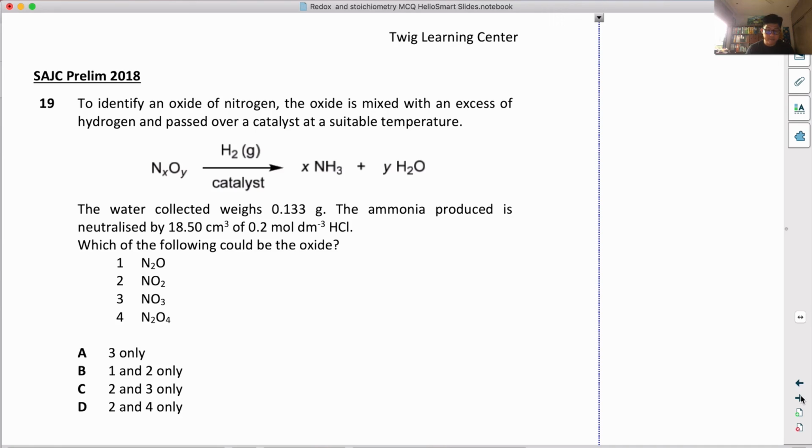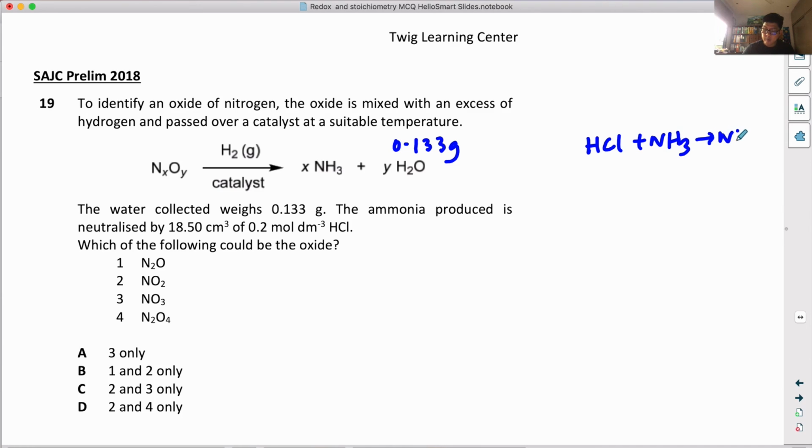Okay, this one, the NxOy reacts with hydrogen to give you ammonia and water. The water collected is 0.133 grams. You know that ammonia and HCl will react in a ratio of 1 to 1, isn't it? So I'm going to write down very quickly what you get. They react in a ratio of 1 to 1, so if you know the number of moles of HCl, you know the number of moles of ammonia. All right.